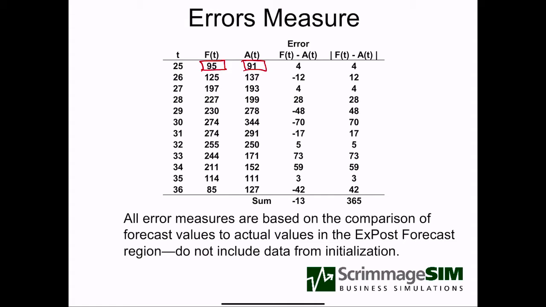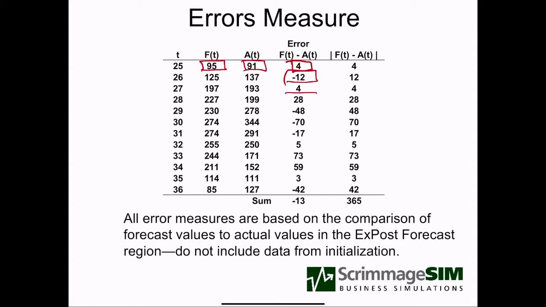Some textbooks and some software might identify it as actual minus forecast. Doing the forecast minus actual says that a positive error means that we over forecast and a negative error is an under forecast. So this method of comparing forecast to actual versus actual to forecast typically is more intuitive. But again, you need to check your software to see which way it's being calculated.